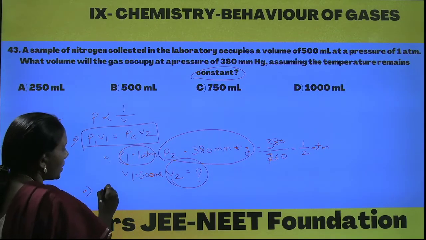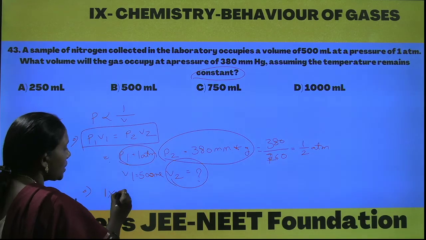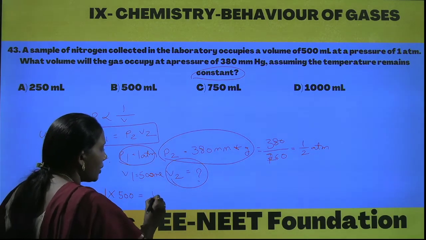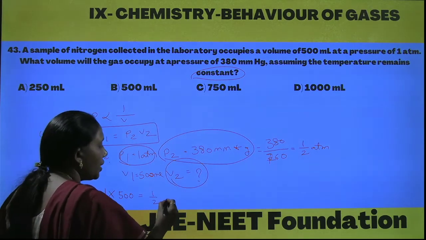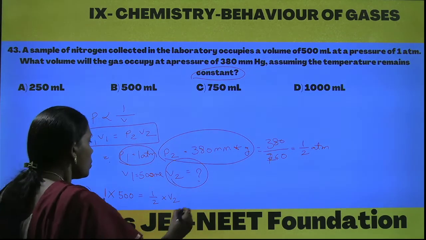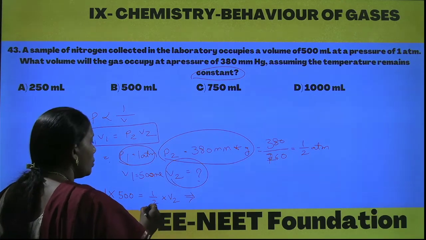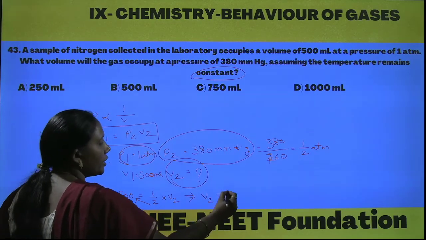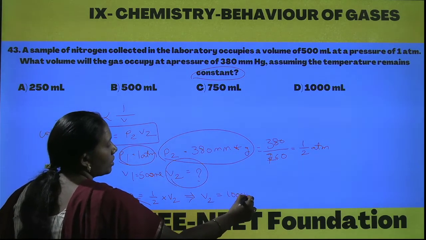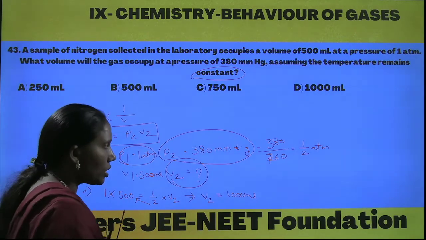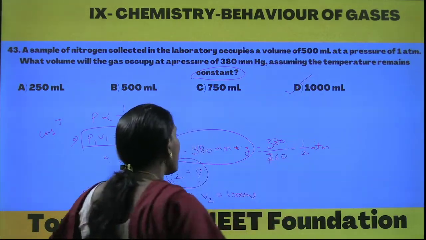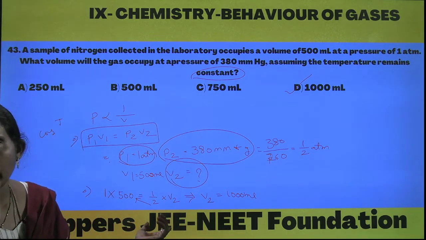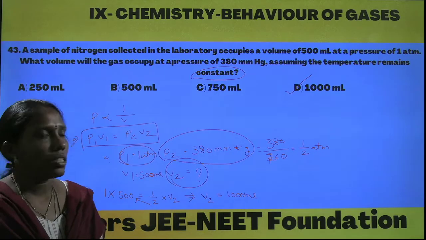P1 is 1 atmosphere, V1 is 500 ml, P2 is 1/2, into V2 we have to find. So simply 2 comes to this side, then V2 value will be 500 into 2, 1000 ml. So our answer will be 1000 ml. Why did we take ml? Because the volume is given in ml in the problem, so we will get the final volume also in ml, that is 1000 ml.